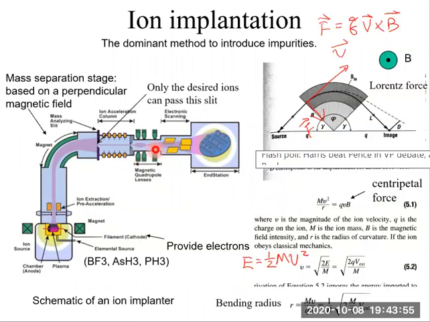Then the selected ions are accelerated to very high speed or very high energy and implanted into the substrate. So this is the operating principle of an ion implanter. Questions?